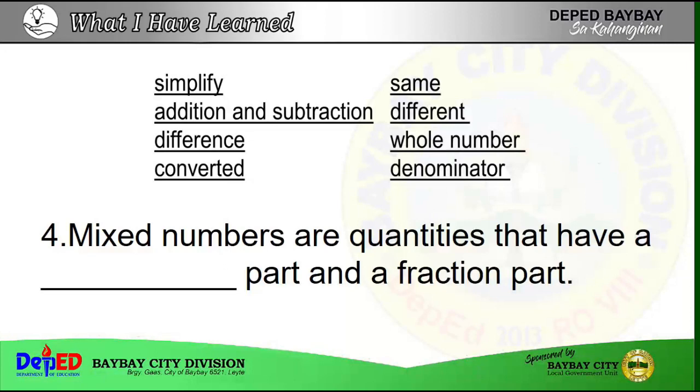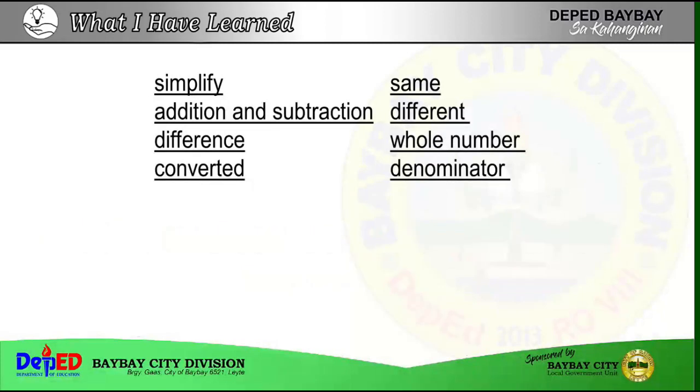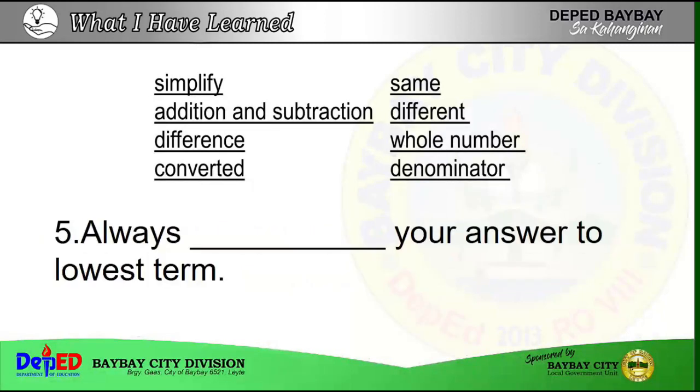Number 4, mixed numbers are quantities that have a blank part and a fraction part. Number 5, always blank your answer to lowest term.